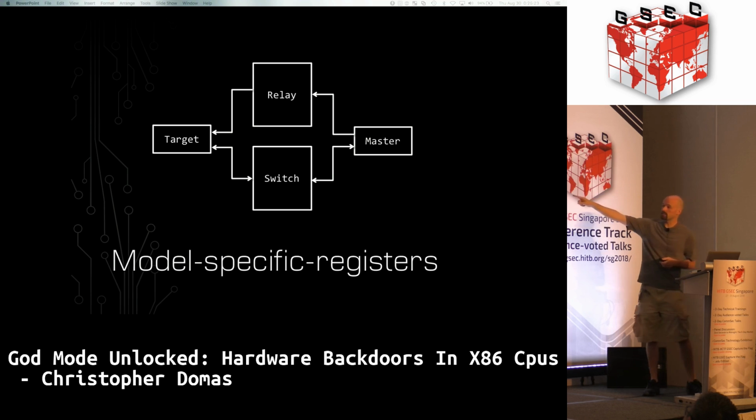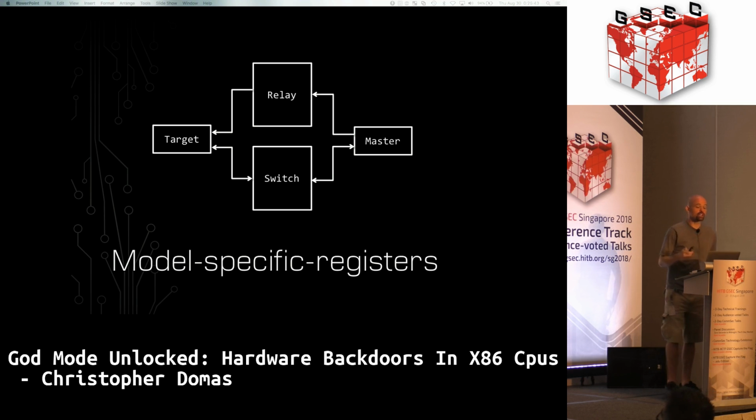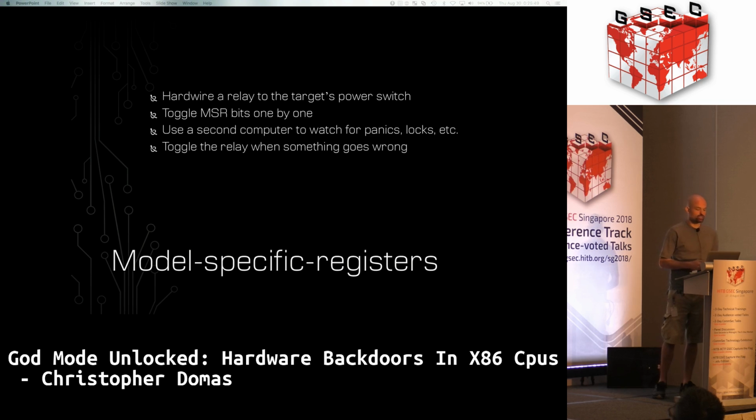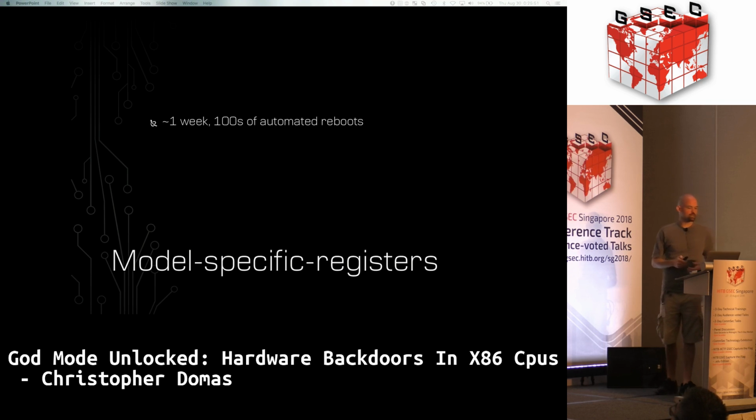So what the master system is able to do is it SSHs into the target system and tries to activate one of these model-specific register bits. If it detects that it has corrupted the target system in some way, if the system resets or freezes or stops responding, it can then use the relay in order to reboot the target system. So in this way, I can automatically try to set these bits one by one, and I can reset the system when something goes wrong.